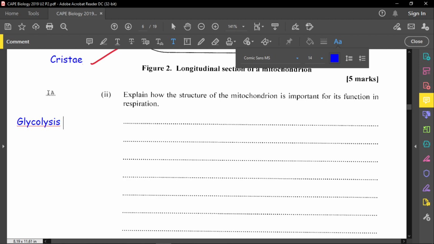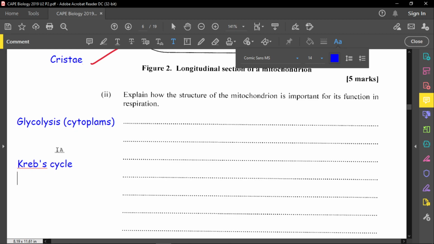Glycolysis. And just to make a note of this, this takes place in the cytoplasm, and also make a note of that. So this takes place in the cytoplasm. And then coming down from the glycolysis, the next stage is the Krebs cycle, otherwise called the citric acid cycle. So here we'll have the Krebs cycle.